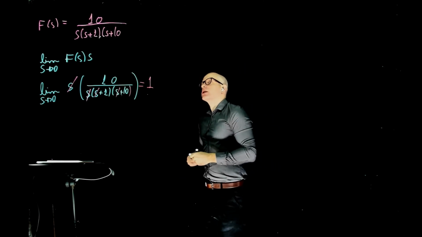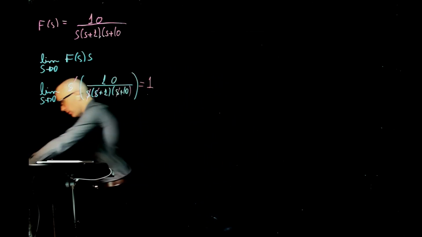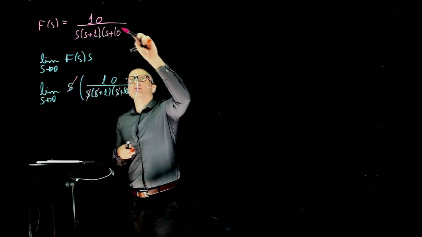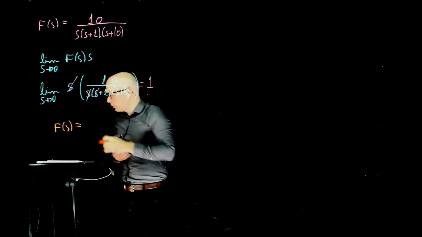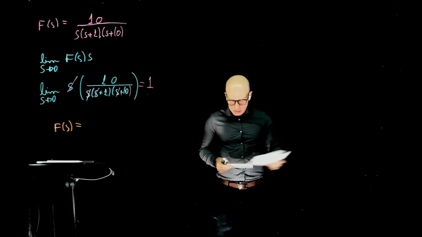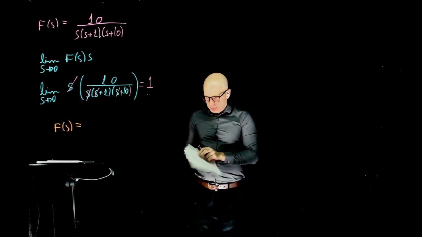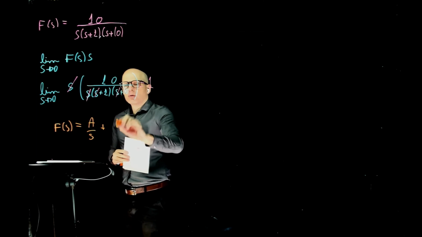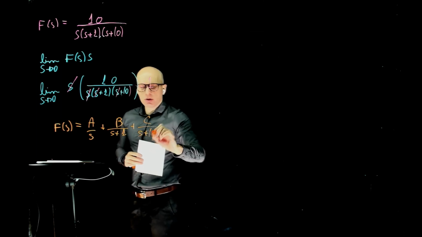Easy, right? And boring. So let's do it a bit more complicated way. Let's do that using partial fractions and then find the inverse. How would we decompose this function into partial fractions? F(s) would be equal to, what is the appropriate format for this function? A over s plus B over s plus 1 plus C over s plus 10. Right, perfect. This is enough.